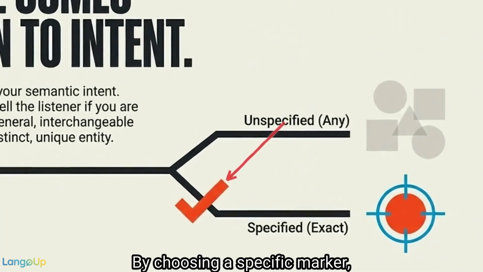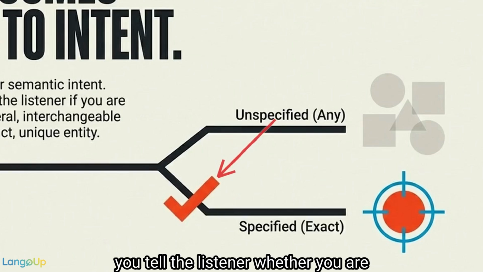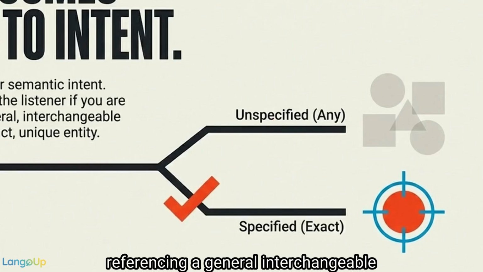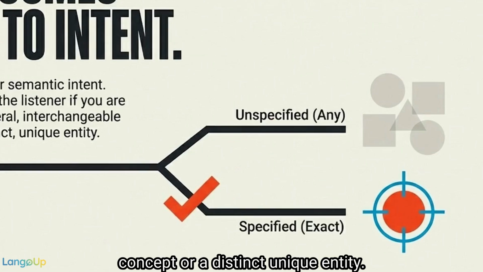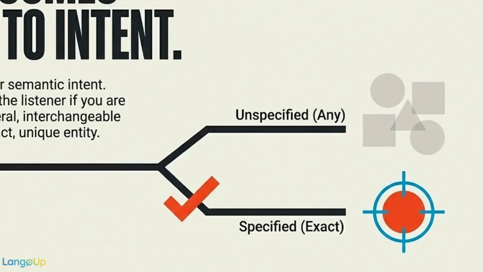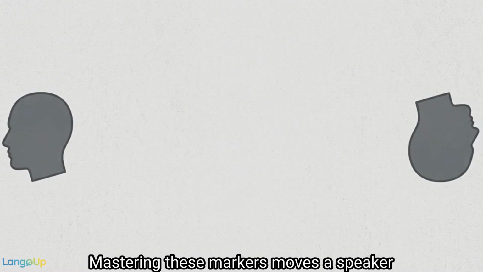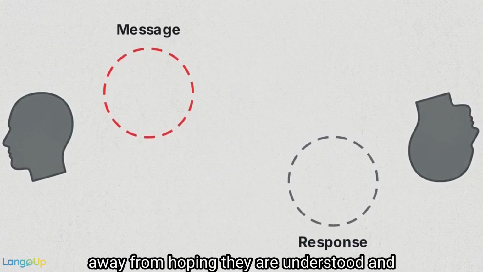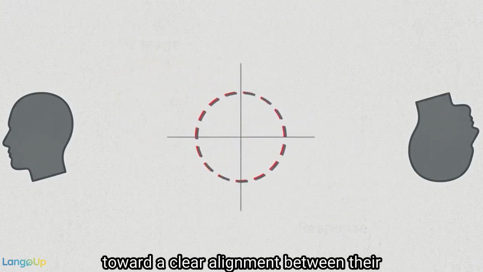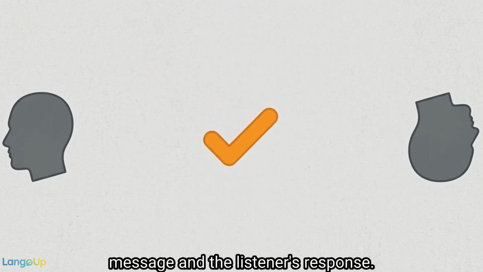By choosing a specific marker, you tell the listener whether you are referencing a general, interchangeable concept or a distinct, unique entity. Mastering these markers moves a speaker away from hoping they are understood and toward a clearer alignment between their message and the listener's response.